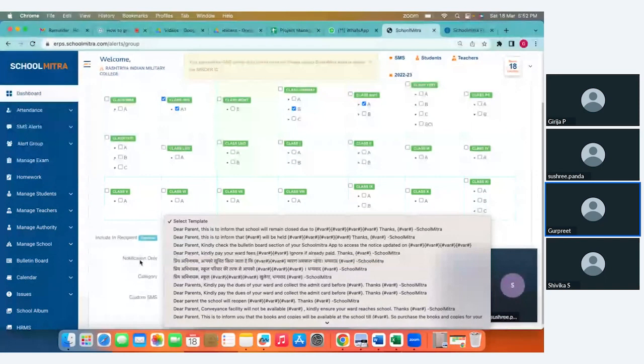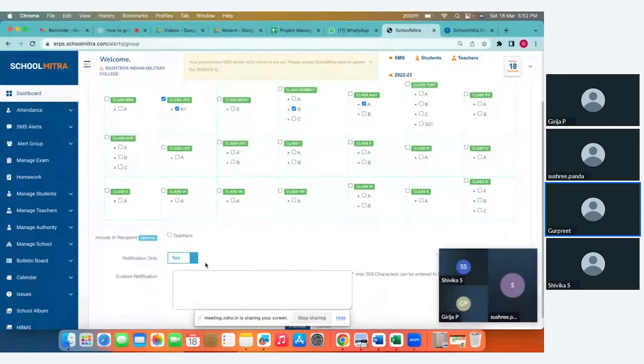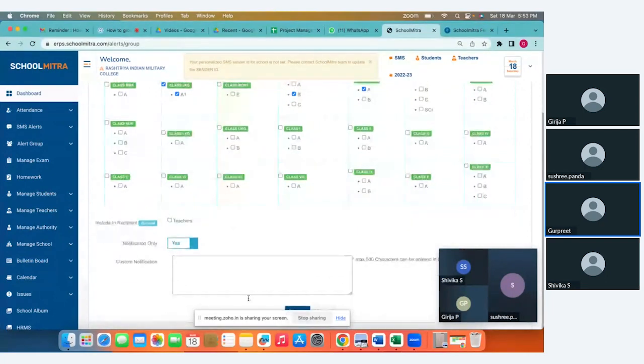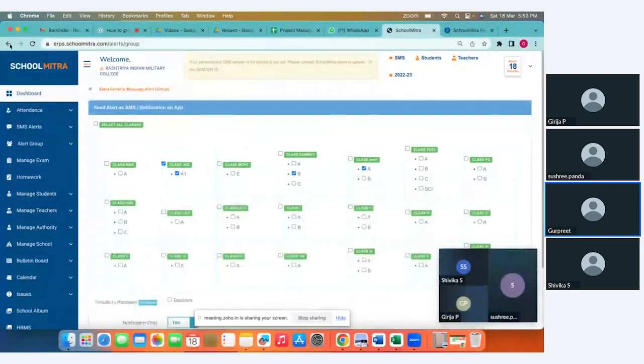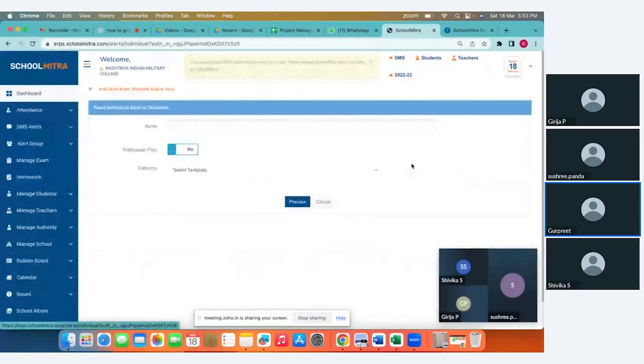And if you want to save a penny on SMS, you can also choose to send out mobile app notifications. That does not incur a single penny to the schools. You can write the notification that you want to send to the mobile app, preview and submit, as simple as that. Similarly, if you want to send out individual alerts, you can send individual alerts to kids from this platform.